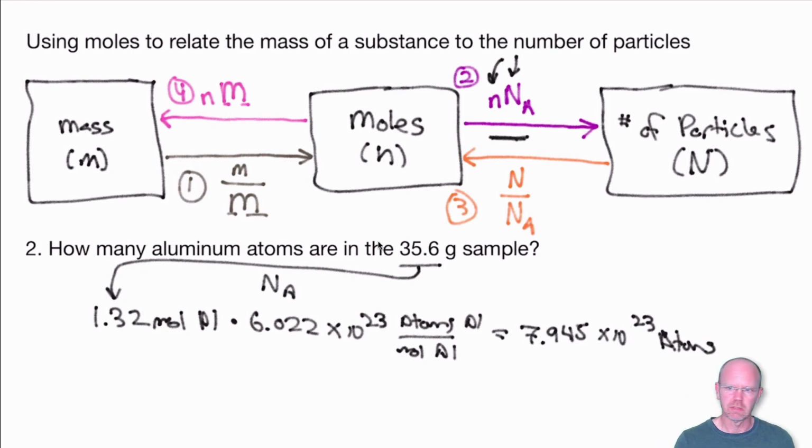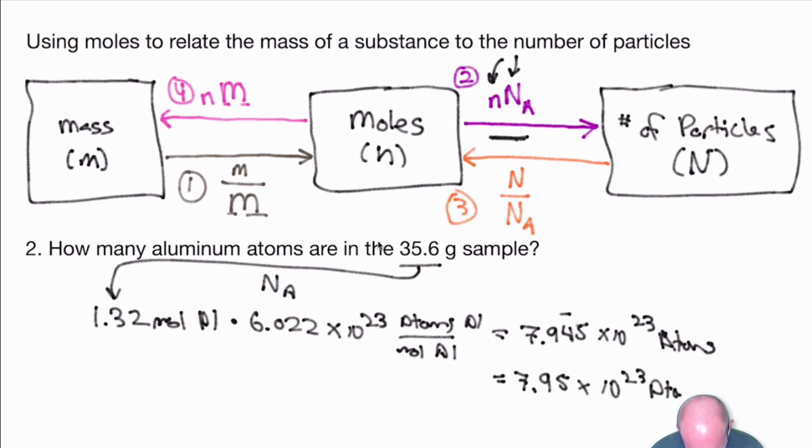And again, we need to look at sig figs. We really have only carried 3 sig figs through, so I need to round off at that hundredths place. And so if I was going to report this answer, I would say 7.95 times 10 to the 23rd atoms of aluminum. Okay, so that's an astronomically large number, right? It's hard for us even to fathom something times 10 to the 23rd power. That gives you a sense of just how small those aluminum atoms are. So in a 35.6 gram sample of aluminum, there are almost 8 times 10 to the 23rd atoms, right?